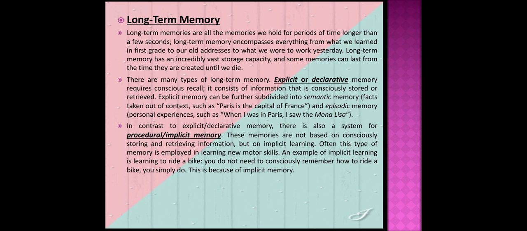In contrast to explicit declarative memory, there is also a system for procedural implicit memory. These memories are not based on consciously storing and retrieving information, but on implicit learning. Often, this type of memory is employed in learning new motor skills. An example of implicit memory is learning to ride a bike. You do not need to consciously remember how to ride a bike, you simply do. This is because of implicit memory.